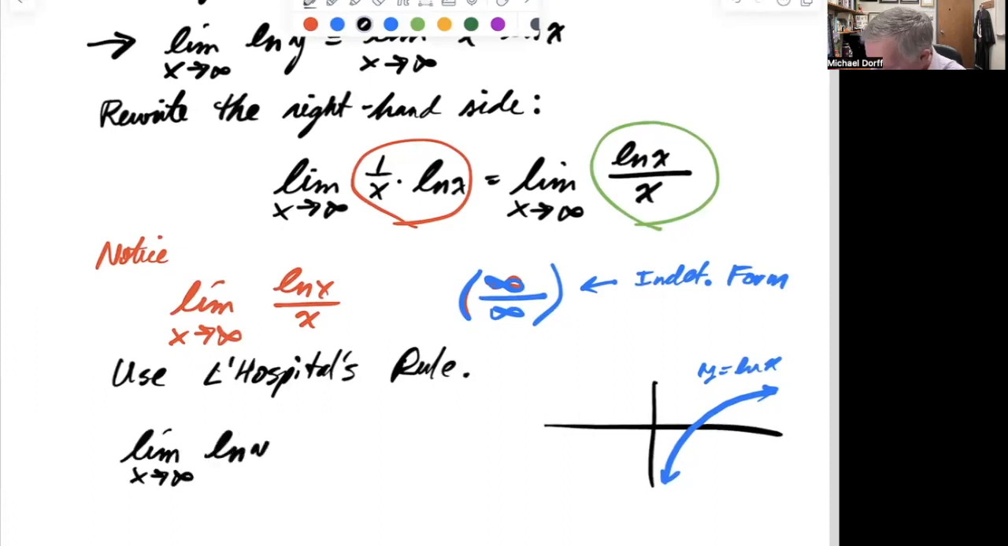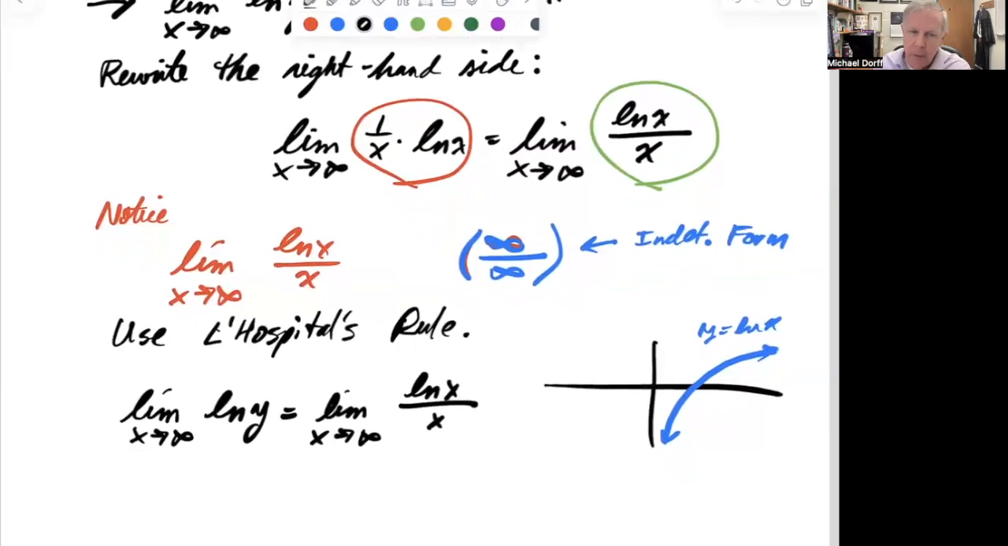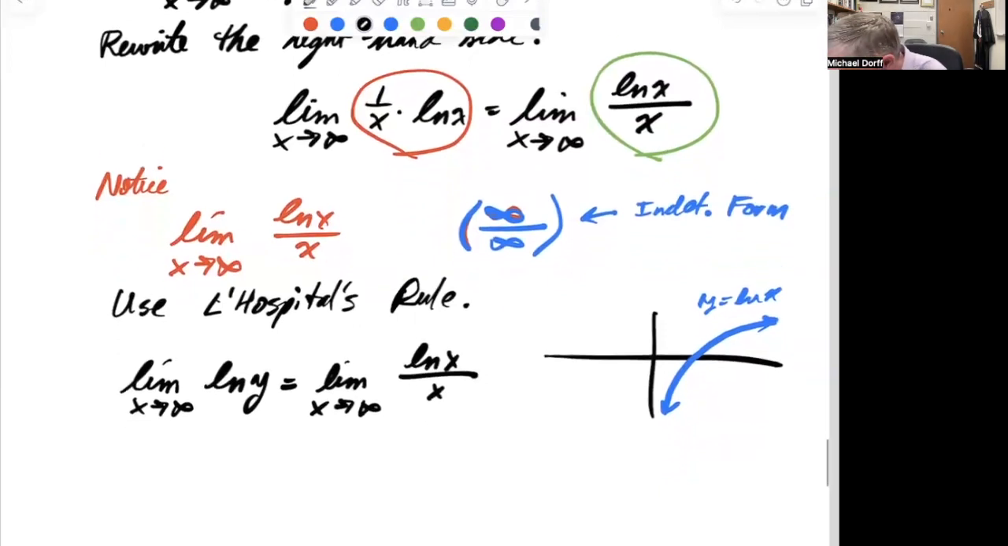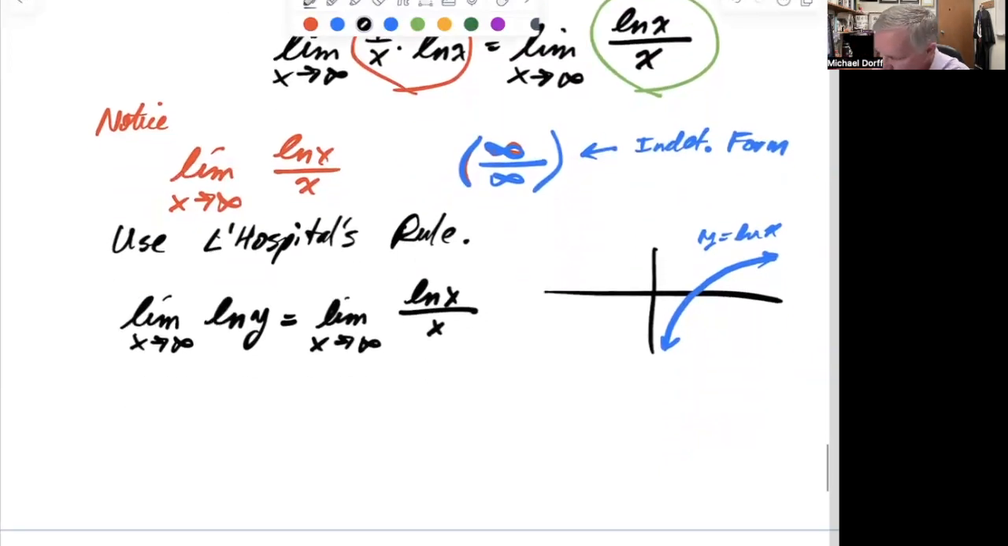Maybe I said that wrong, so let me do this again. On the left-hand side, we have the limit as x goes to infinity of the natural log of y. And you may say, well, y doesn't have any x's in it, but y is dependent upon x. So we're just going to write it that way for now, and we'll be able to use that. Okay, so now we use L'Hopital's rule.